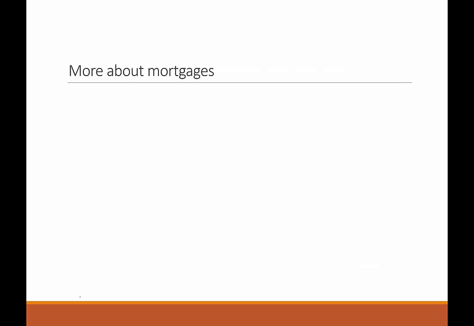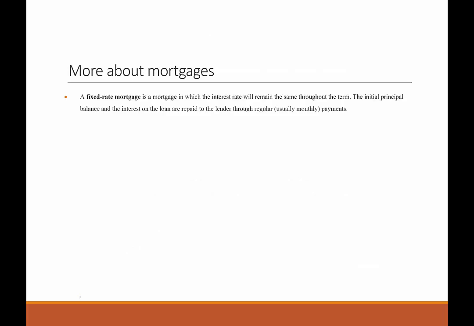Let's talk a little more about mortgages. A fixed rate mortgage is a mortgage in which the interest rate will remain the same throughout the term. The initial principal balance and the interest on the loan are repaid to the lender through regular, usually monthly payments. This is a very common type of mortgage. You want to be careful if there are other types. So if you're being offered a balloon mortgage, just be careful with those. I like fixed rate because I know what I'm getting into. It's going to be the same amount, whether it's the first month or the 100th month, and so on.